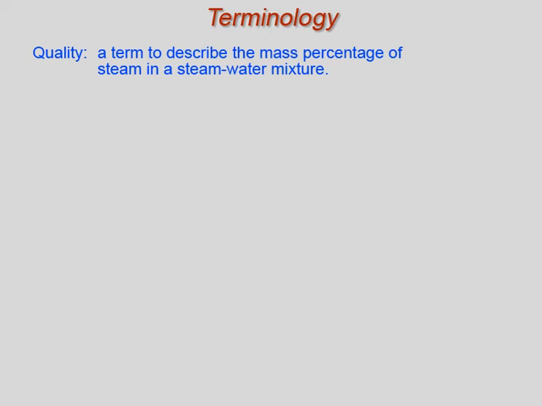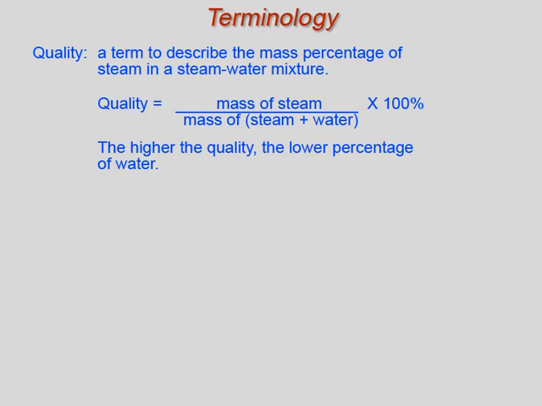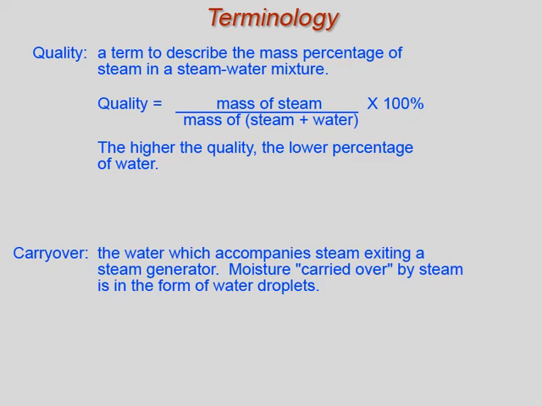A couple of terms related to steam systems. Quality is the mass percentage of steam in a steam-water mixture. Steam with a high quality contains a low percentage of moisture. Carryover is the water which accompanies steam exiting a steam generator. Moisture carried over by steam is in the form of water droplets. Carryover is minimized by the use of moisture separators and level control in the steam generator.